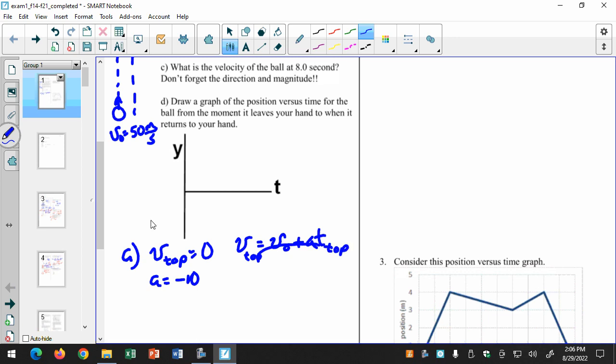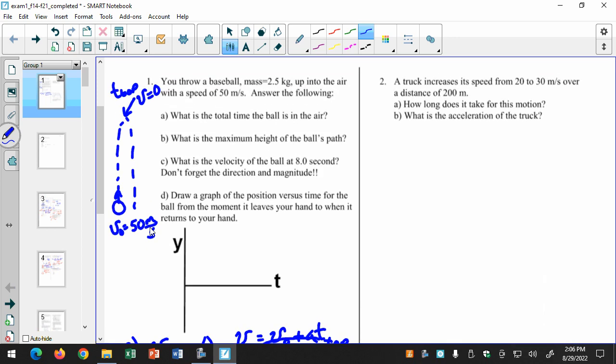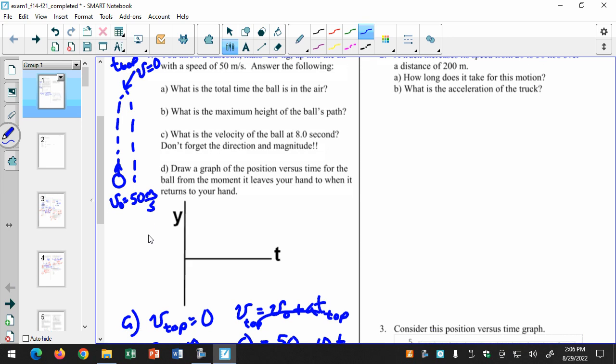The pen in this room doesn't work very well, unfortunately. We'll deal with it. All right, so 0 is equal to v naught, which was 50, minus 10 times t. That's t top. So t top is equal to 5 seconds. That means the total time that it's in the air is 10 seconds. Let's go back. The total time that the ball is in the air is 2 times t top, which is equal to 2 times 5, or 10 seconds.